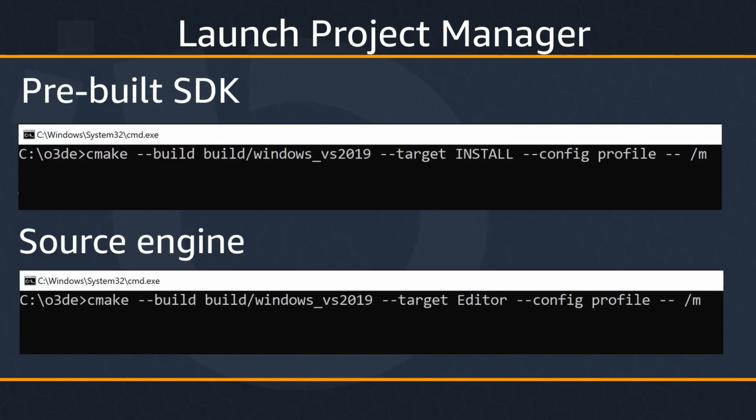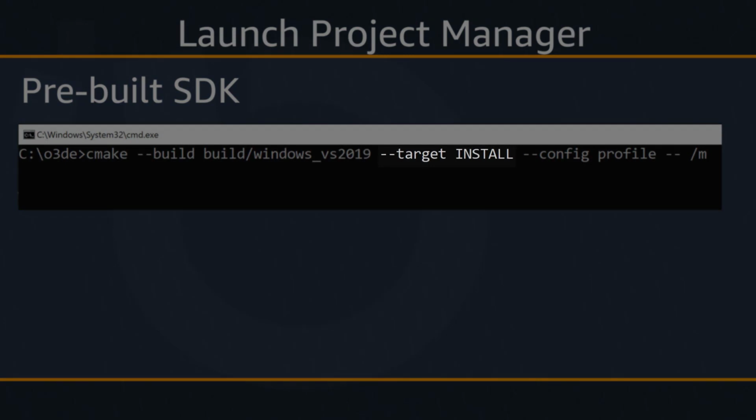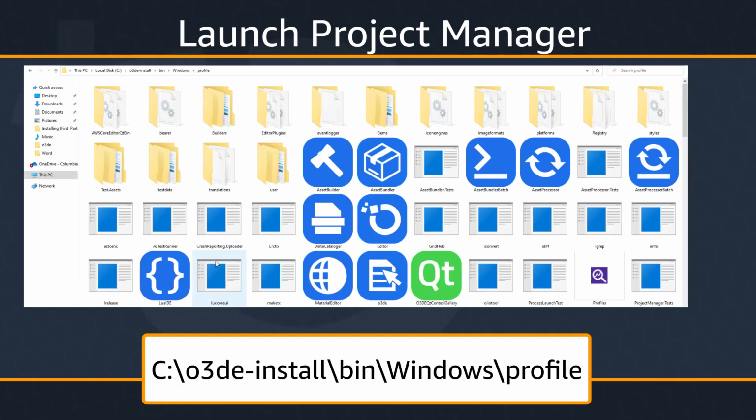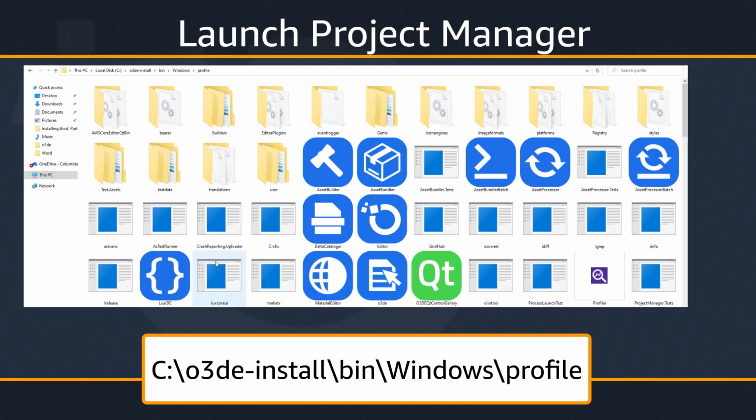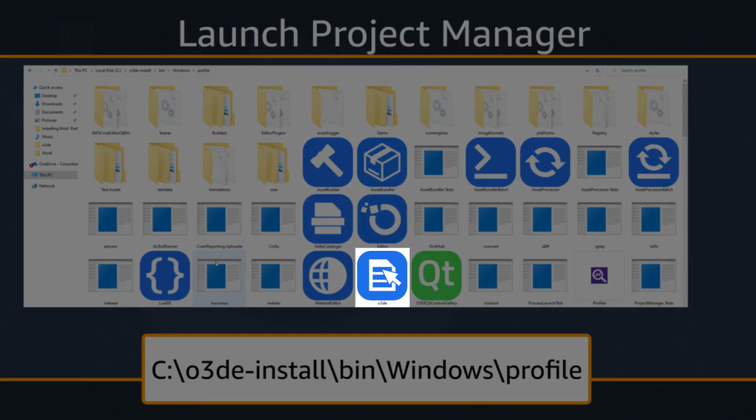In a previous video, we took a look at two methods for building our engine. If you built the engine using the install target, make sure you launch the project manager and other tools from the install directory. Otherwise, the project manager files should be located within the profile folder where you built your project. Once there, locate and launch the O3DE Project Manager application by double-clicking the O3DE.exe icon.